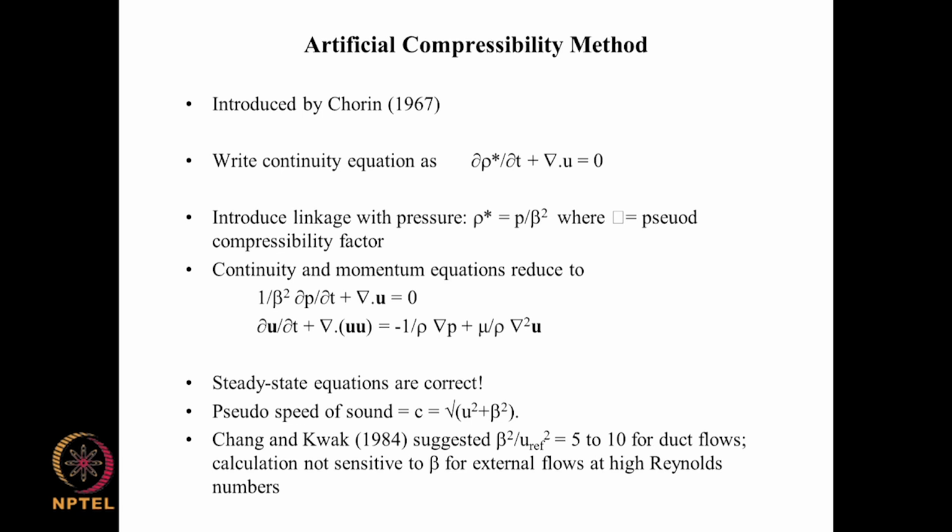They are not correct for incompressible flow because of the term (1/β²) ∂p/∂t. That is something we have artificially introduced, but assuming that this is okay, we can now see how we can proceed with the solution.